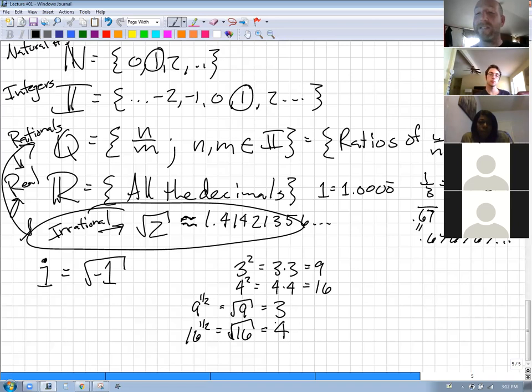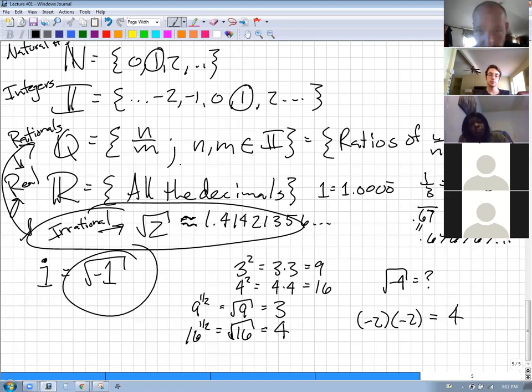But the point is this square root thing, it's great for positive numbers, but what would the square root of -4 be? We need two numbers that multiply to give us a negative number. The thing is -2 times -2 is +4. If you have a negative times a negative, you always get a positive. So a square root of a negative number doesn't make any sense, right?